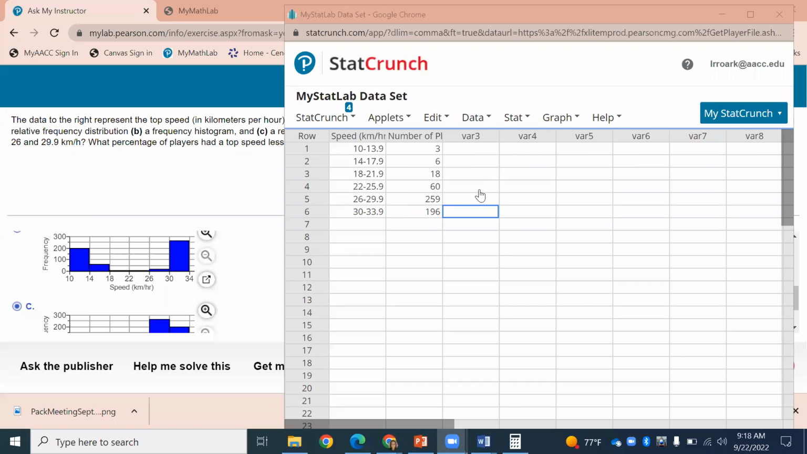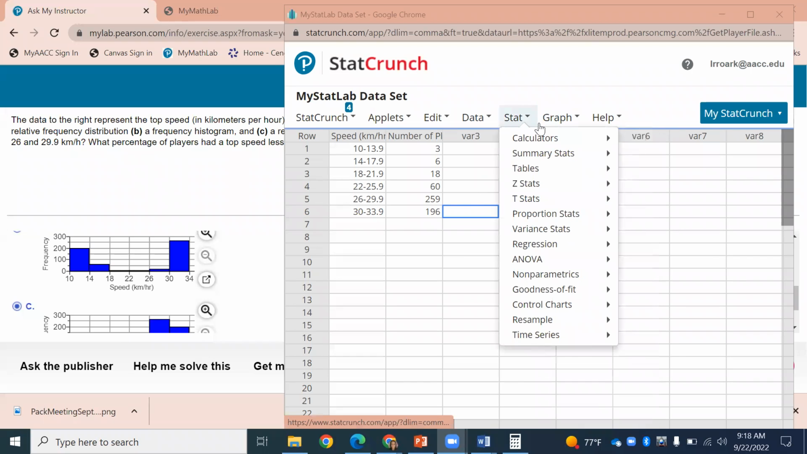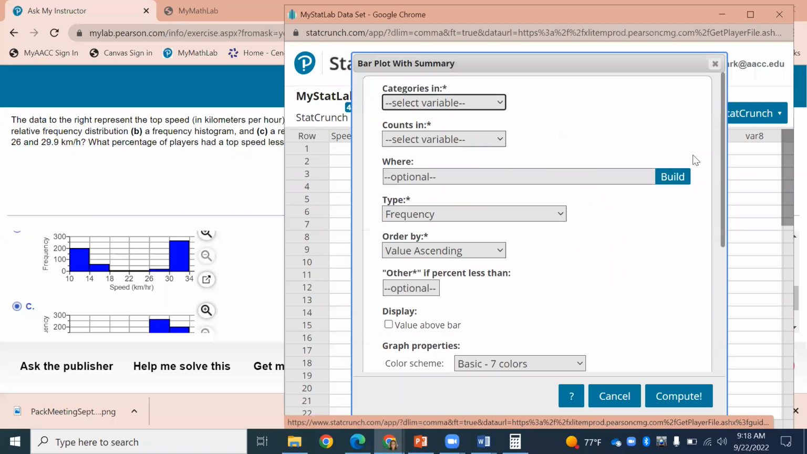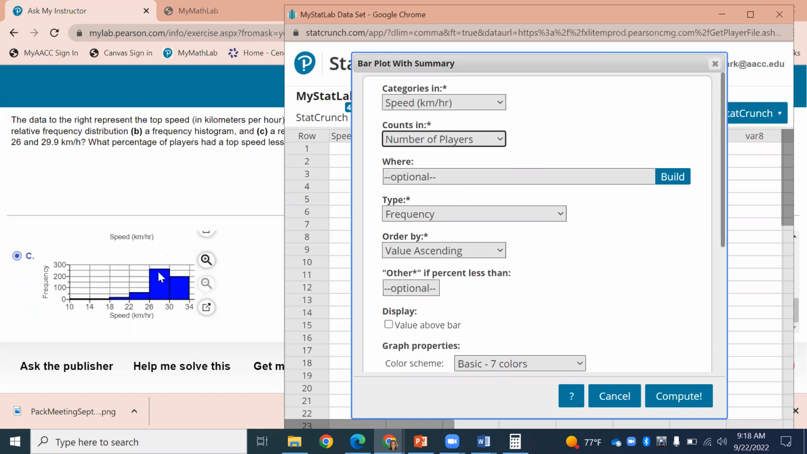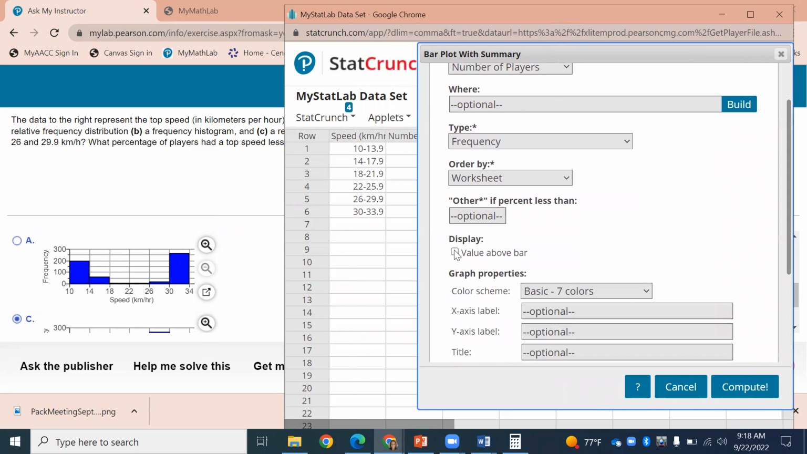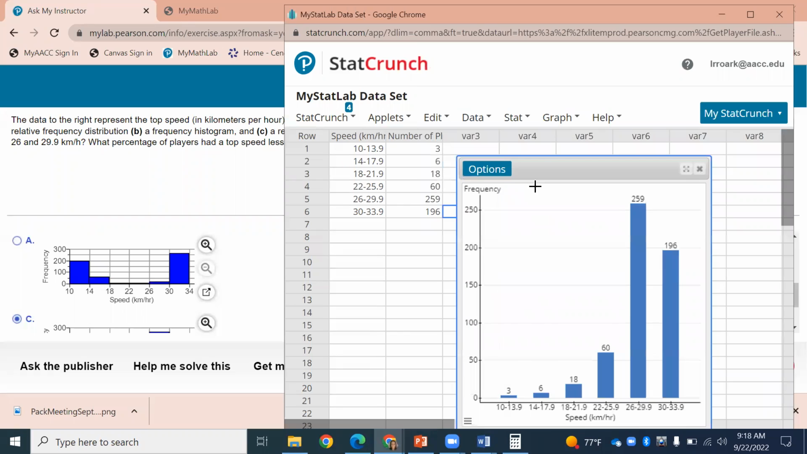So what we do again, like what we did before, is cheat a little bit, and we can use that same bar plot option, where we have it with summary. The categories are in speed, the number of players, and they want this histogram to be in frequency, and value. It would work out either way, but let's go ahead and say worksheet. That's how we typed in the different categories. You can type the value above bar and go ahead and click compute.